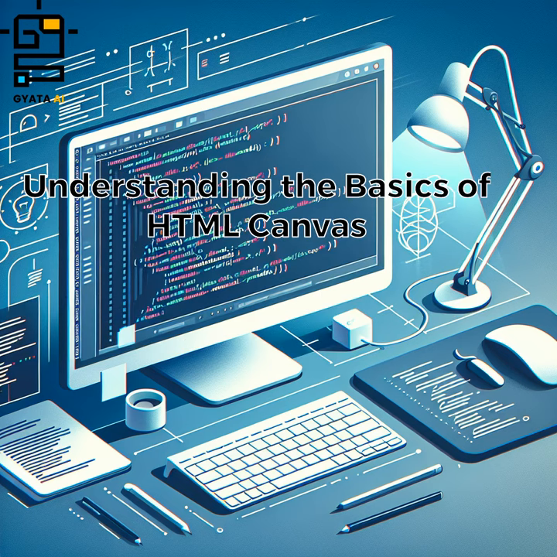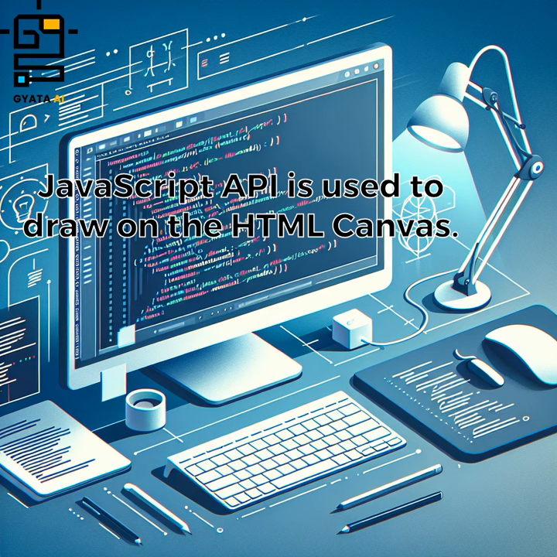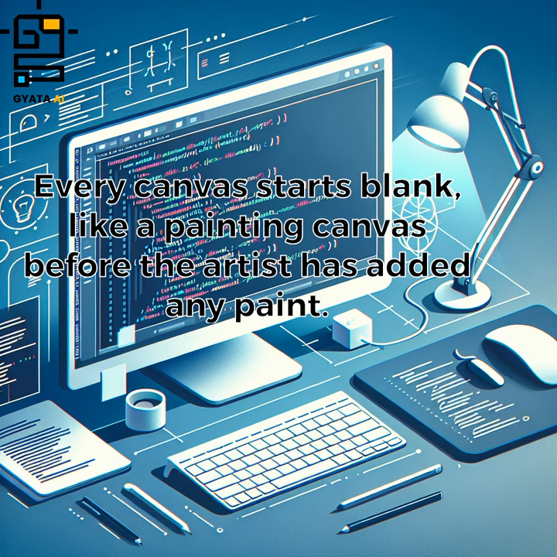Understanding the basics of HTML Canvas. HTML Canvas is a two-dimensional grid with upper left corner coordinates 0, 0. JavaScript API is used to draw on the HTML canvas. Every canvas starts blank, like a painting canvas before the artist has added any paint.